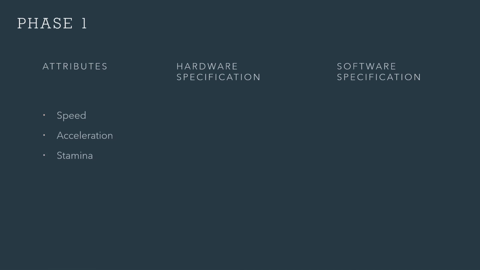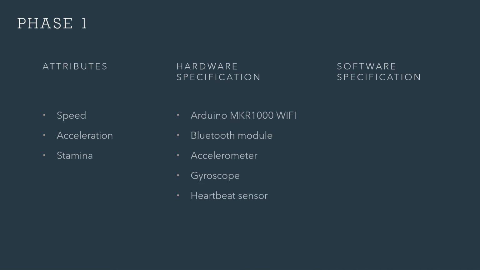For player attributes, investigation and research on equations and methods to calculate the player's speed, acceleration, and stamina need to be done. For the hardware specification, this project will use Arduino MKR1000 Wi-Fi as the main board. This board will interact with multiple sensors and modules, which are a Bluetooth module, accelerometer, gyroscope, and heartbeat sensor. For software specification, we will use Arduino IDE to program the hardware parts, and Firebase will be used as the platform for the monitoring system.